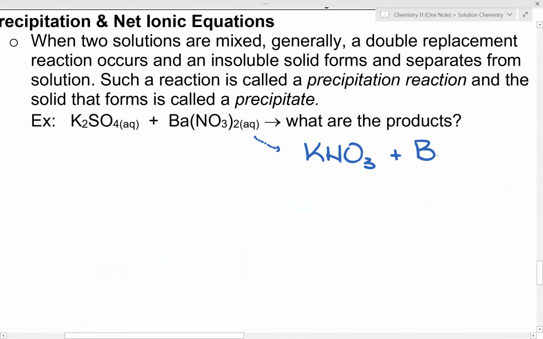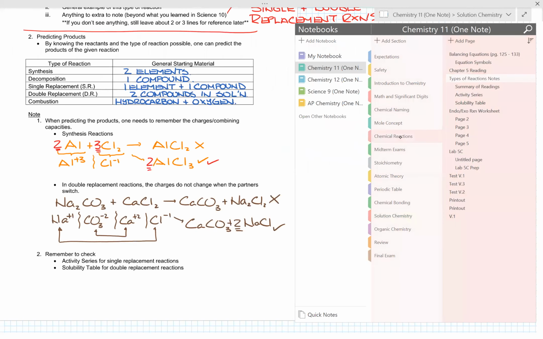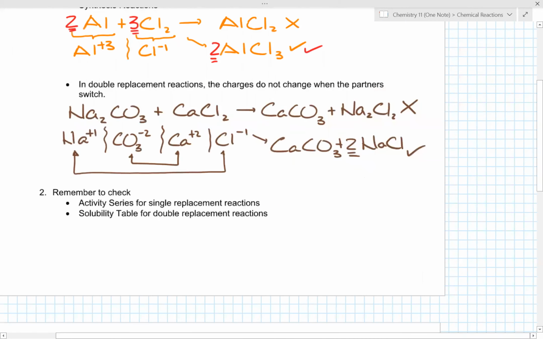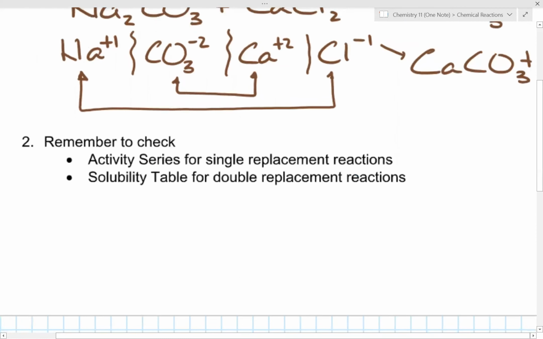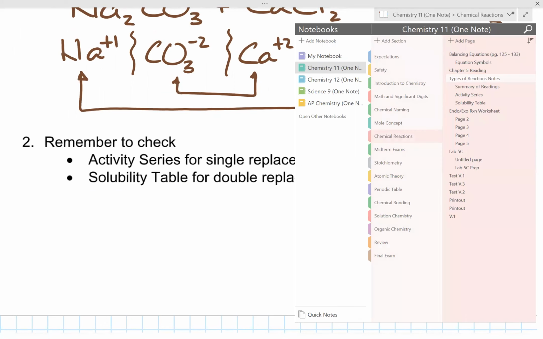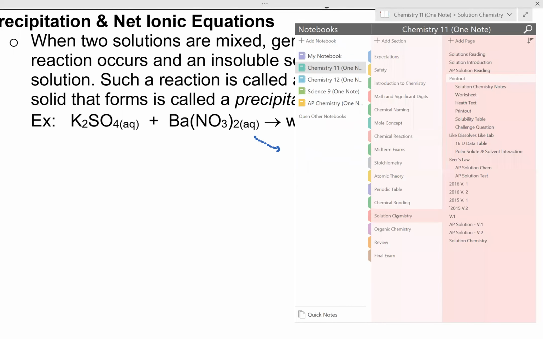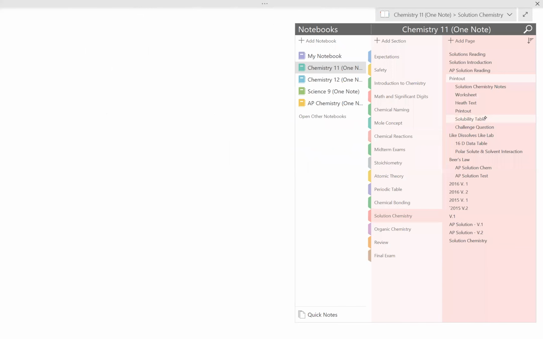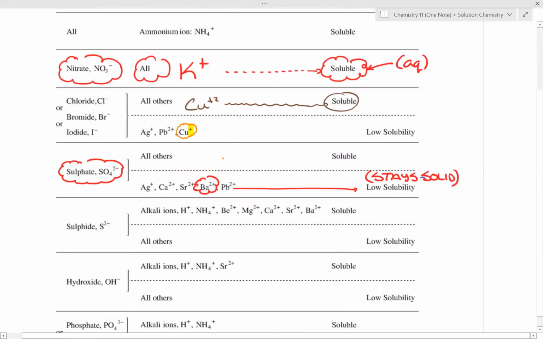and BaSO4. Now, recall from chemical reactions, when you were predicting products, remember you have to check the solubility table for double replacement reactions. So remember, you had to go back to solution chemistry. Let me see, we have it here. You had to use the solubility table.